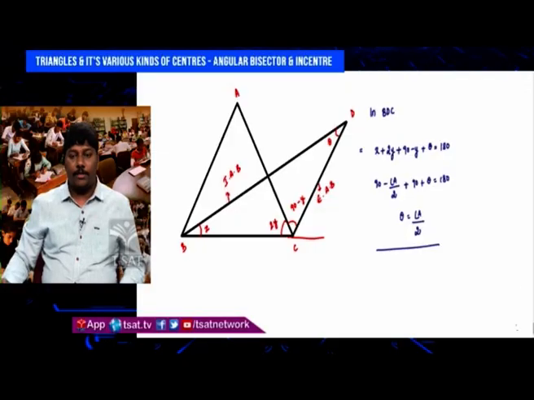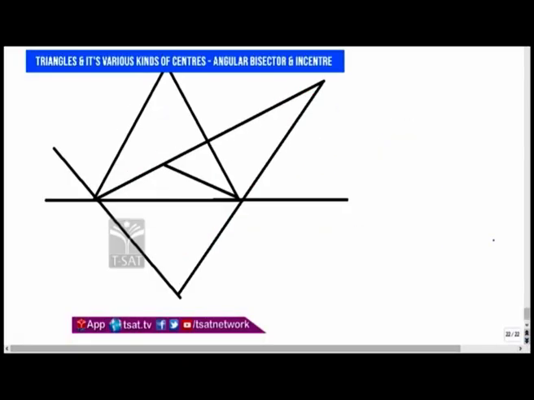Let us look at all the three in a single figure. In this figure, ABC is the triangle. Two internal angular bisectors meet at the incenter, I am taking it as I. This is I dash, where two external angular bisectors meet. I double dash is where one internal and one external angular bisector meet. This is the internal angular bisector. This one is the external angular bisector.